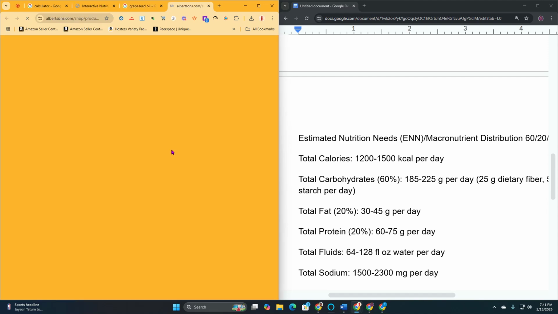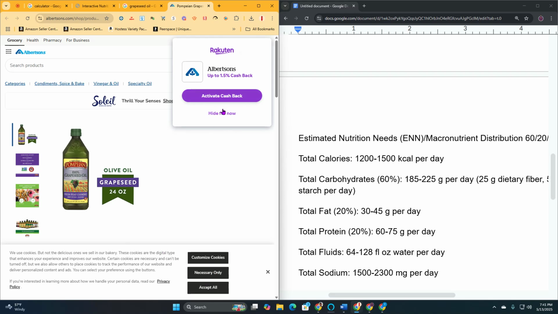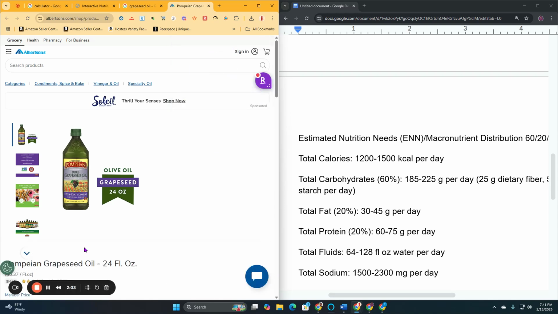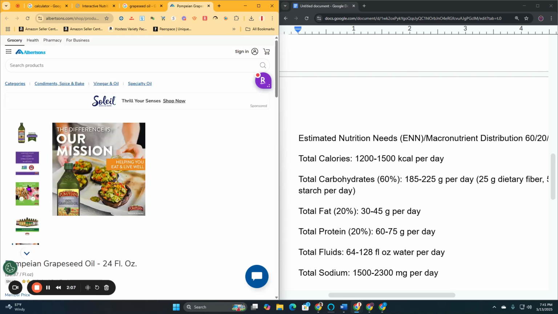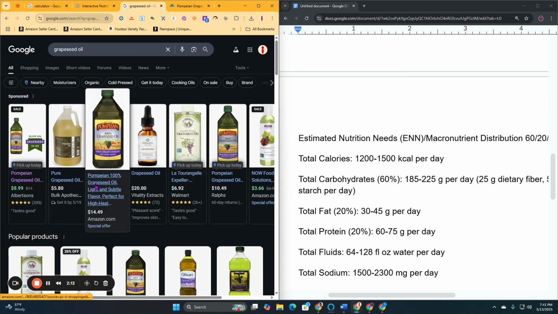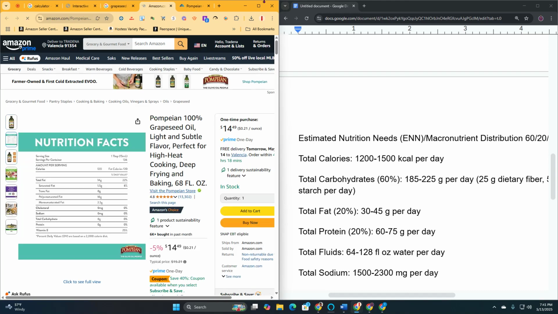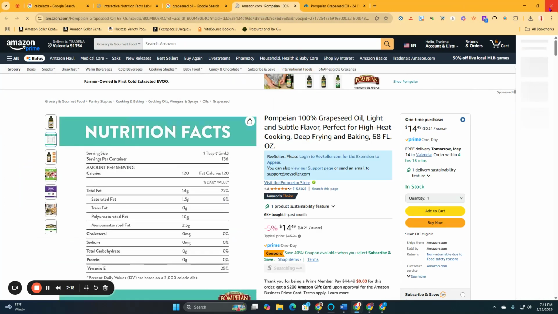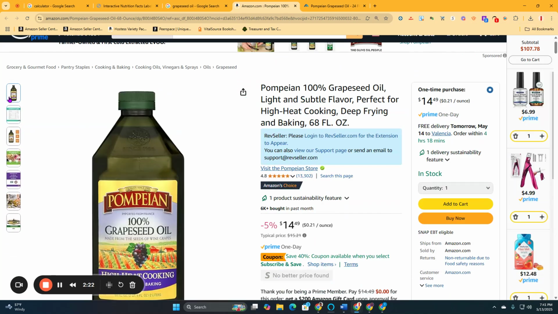Let's see if I can find a food label in here. Nope. No food label. All right. I think Amazon will most likely have one. I should have gone there first. Anywho, no, I am not promoting Amazon, and I'm not promoting this product either.